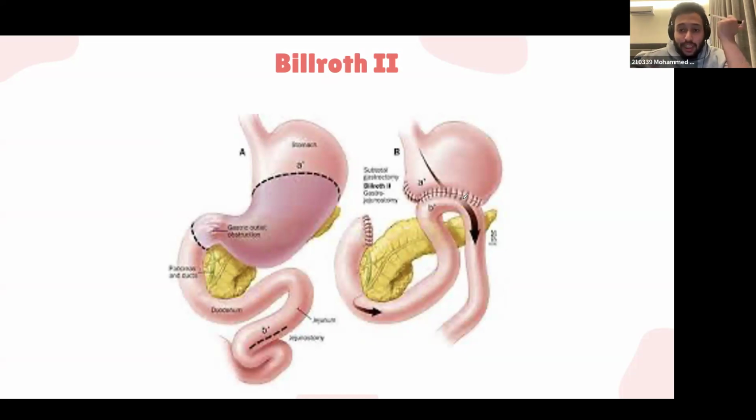You will have two limbs, afferent limb and efferent limb. Afferent limb will have no food. It will have bile and pancreatic secretions. Efferent limb will be the mixed limb. It will have the food and the secretions. Okay? That's it for Billroth 2.